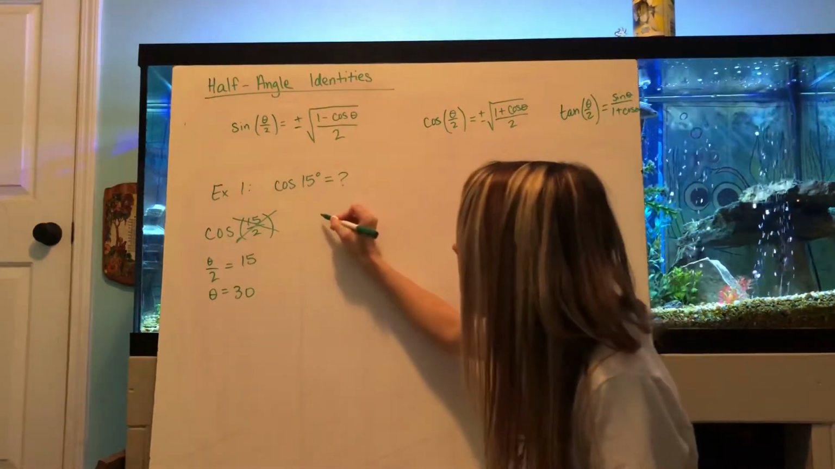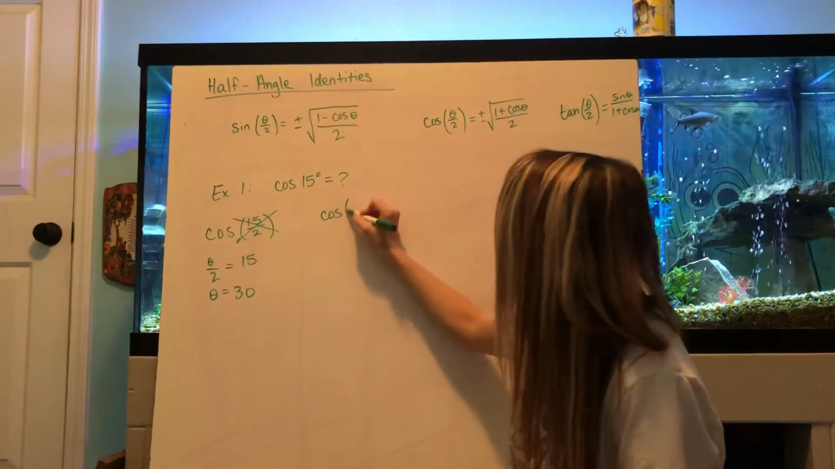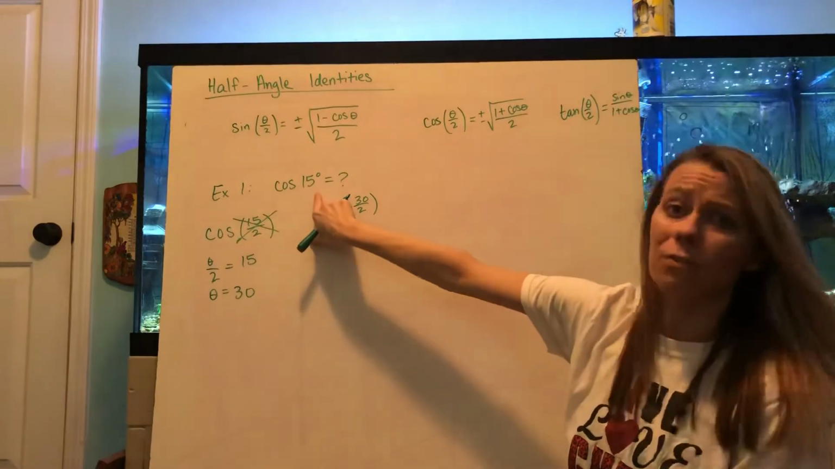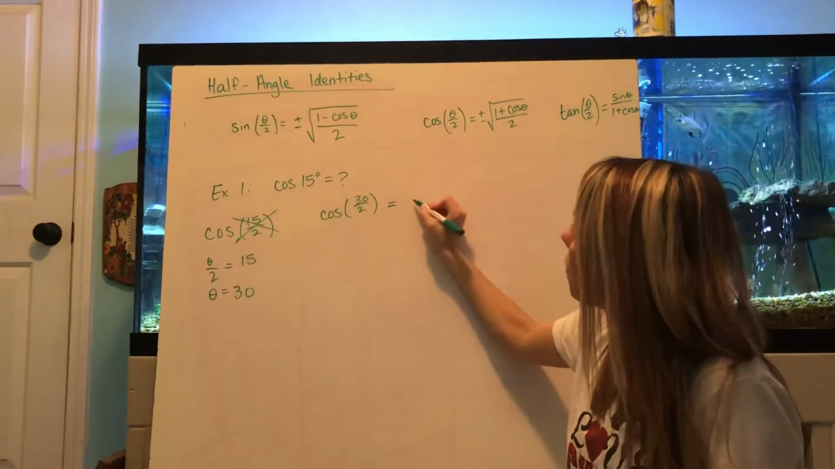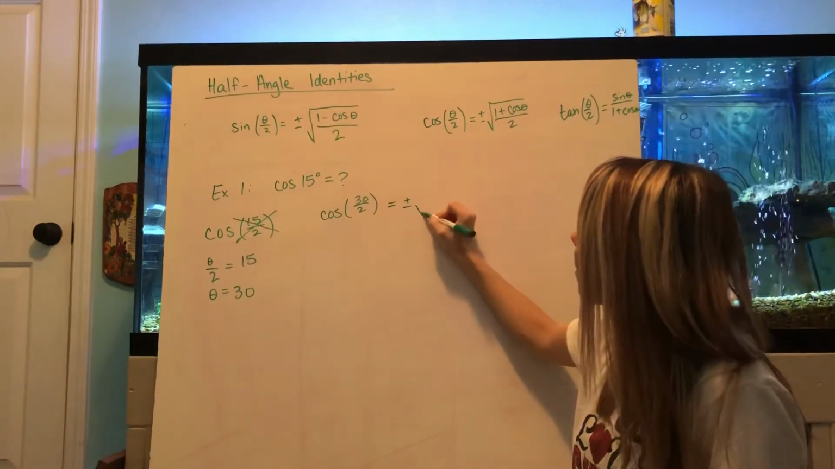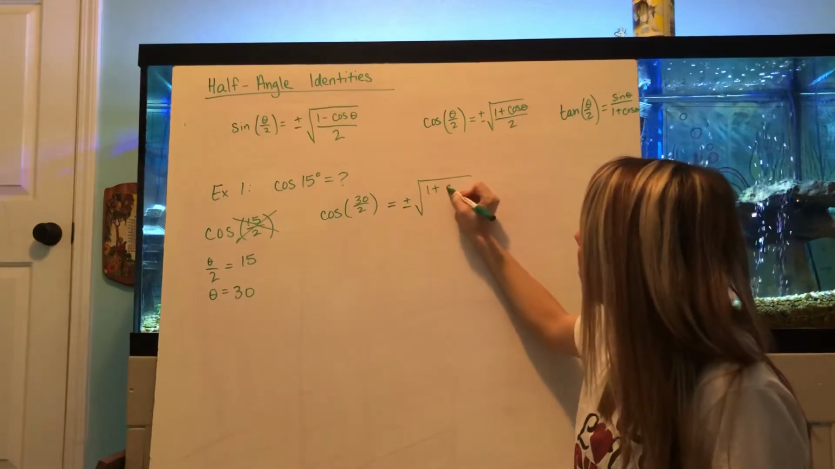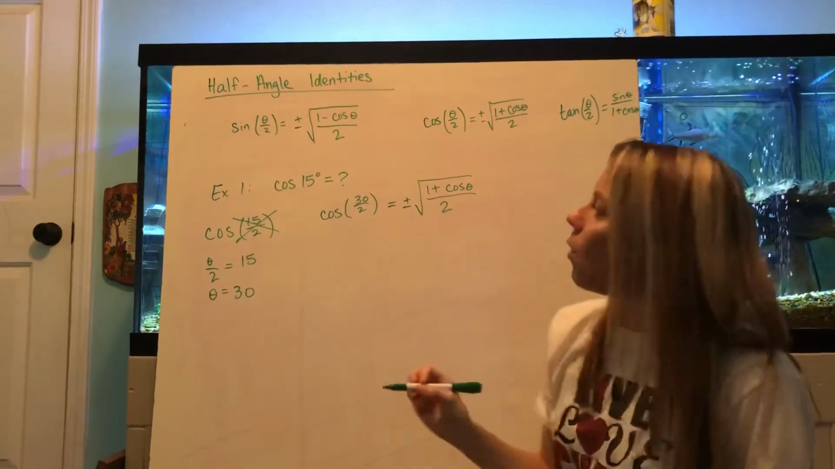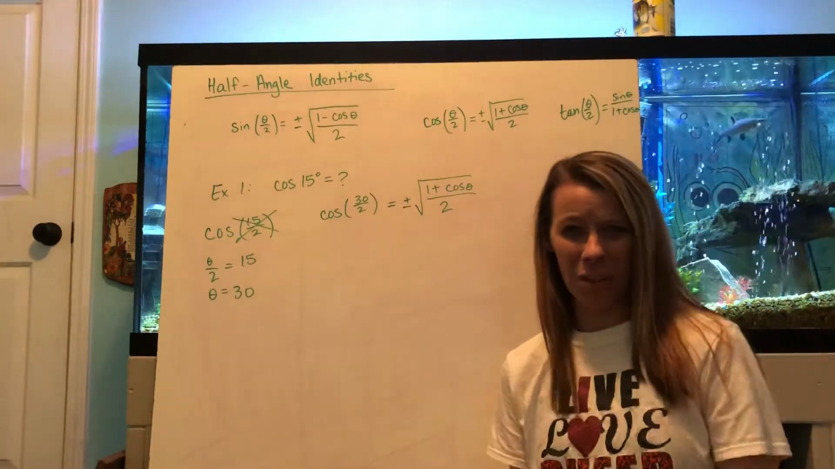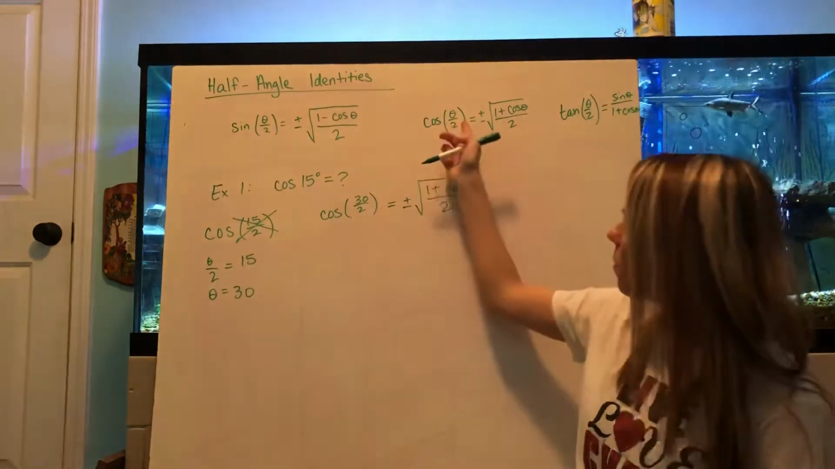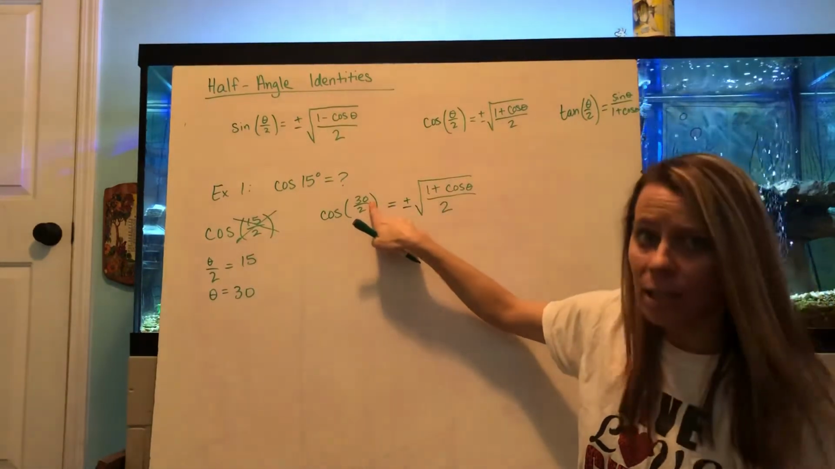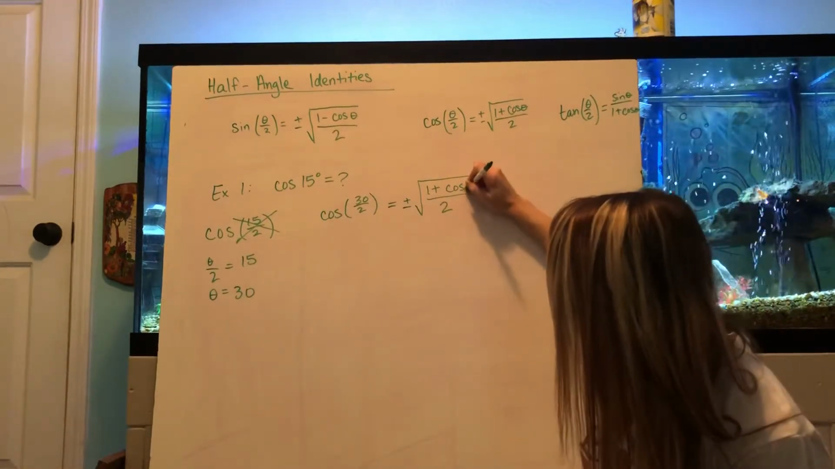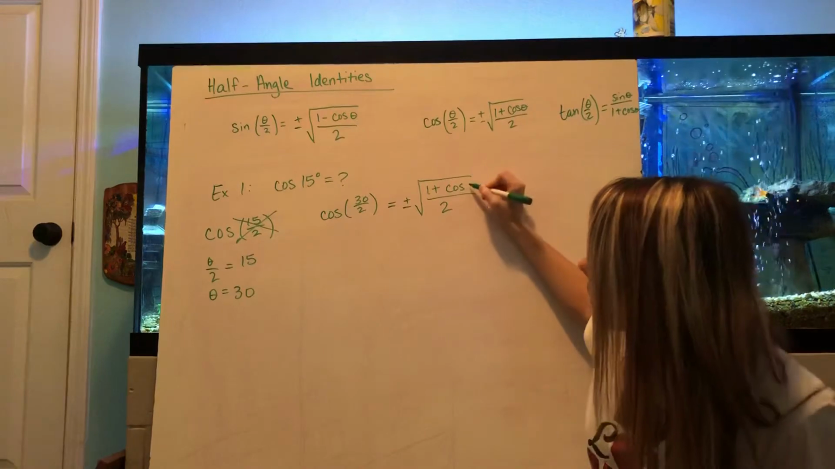So we're going to look at cosine of 30 divided by 2, which is the same thing as cosine of 15 degrees, equals plus or minus the square root of 1 plus cosine theta divided by 2. What is my theta? What did I plug in for theta? If I look back at my formula, I plugged 30 in for my theta. So I'm going to go back, erase this theta, and plug in 30.